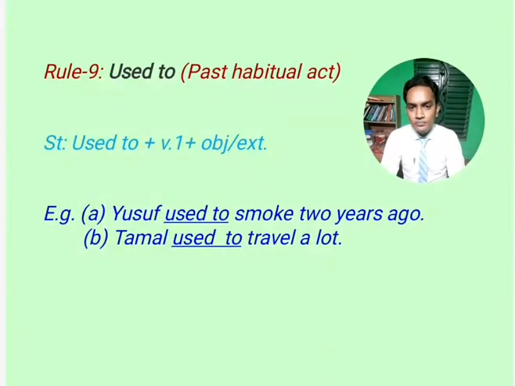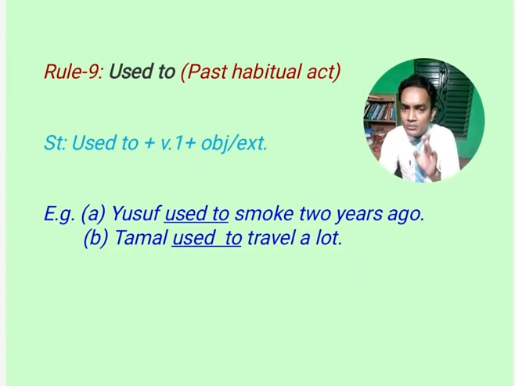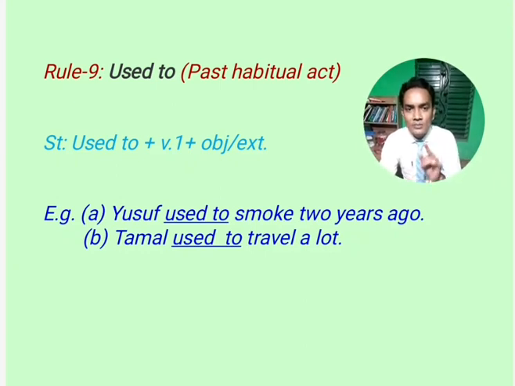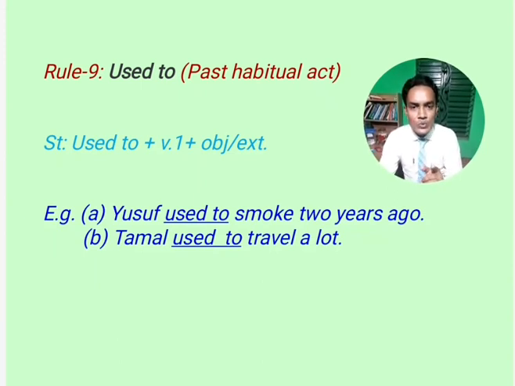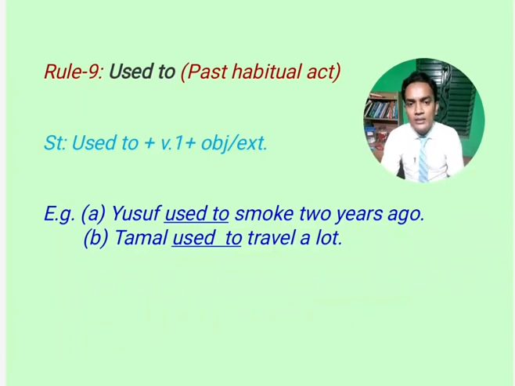Rule 9. Used to. Used to is also really very, very easy for understanding by the students. It means past habitual act. Subject plus used to plus verb 1 plus object. The structure. Actually, I have given all the structures for the students so that they can take these structures and understand the examples so that the students can make the correct sentences.